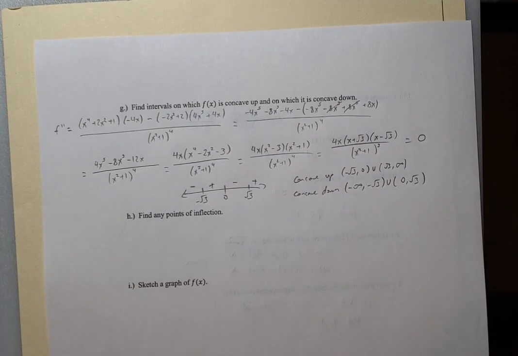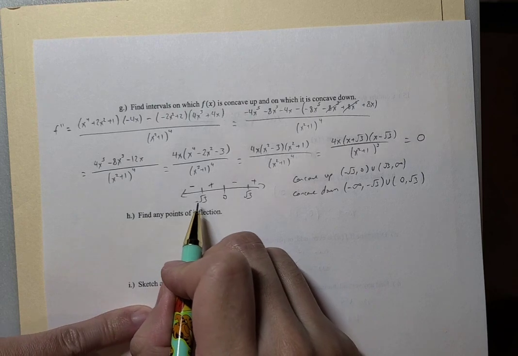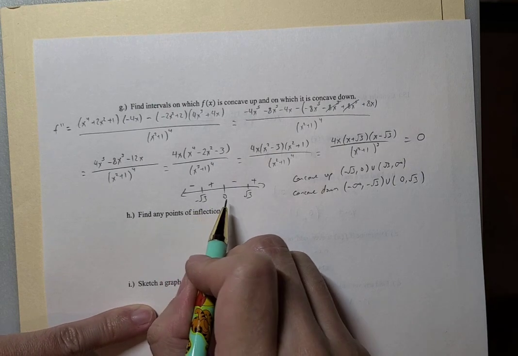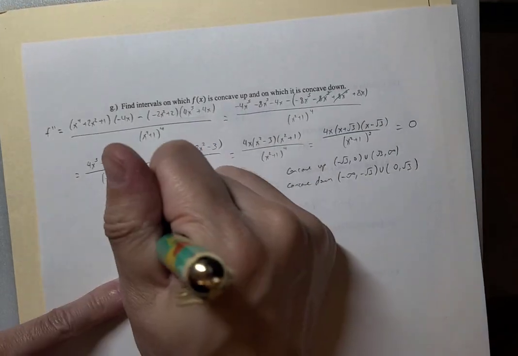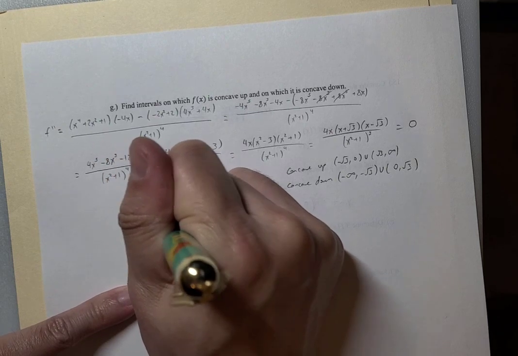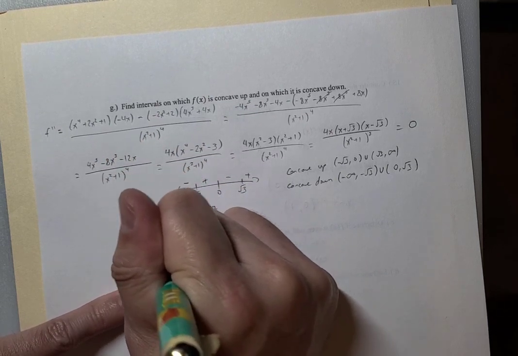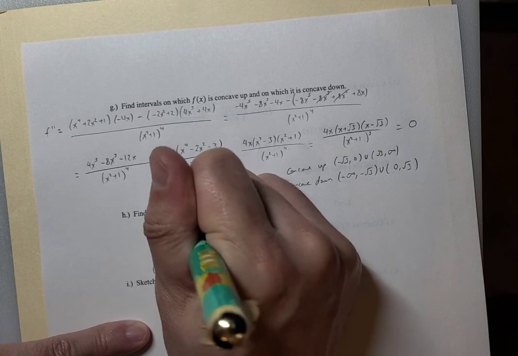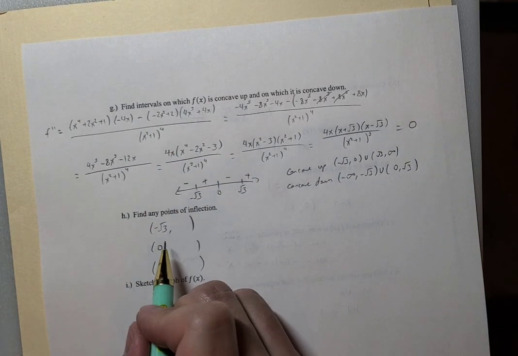Now we're asked to find points of inflection. That's where the second derivative changes sign. So it's at here, here, and here. So it'll be at minus root 3 comma something, 0 comma something, root 3 comma something. So what are those somethings?